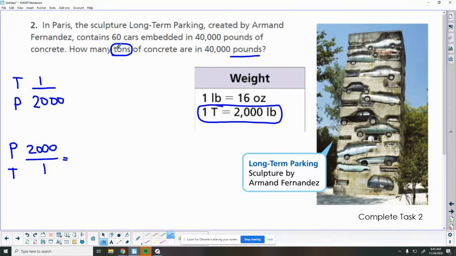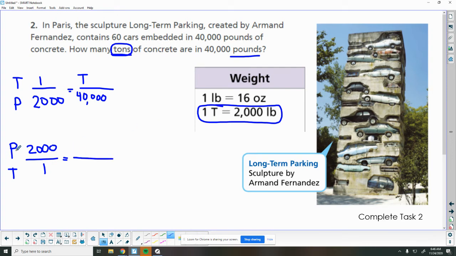So now we need to figure out what do we need to know. So we're looking for how many tons. So I want to know the tons. That's what we're looking for are in 40,000 pounds. So we have 40,000 pounds. So this number up here was just an extra number. There's just 60 cars. It's not asking about the cars. It's asking about the pounds of concrete. So that 60 was just an extra number there.